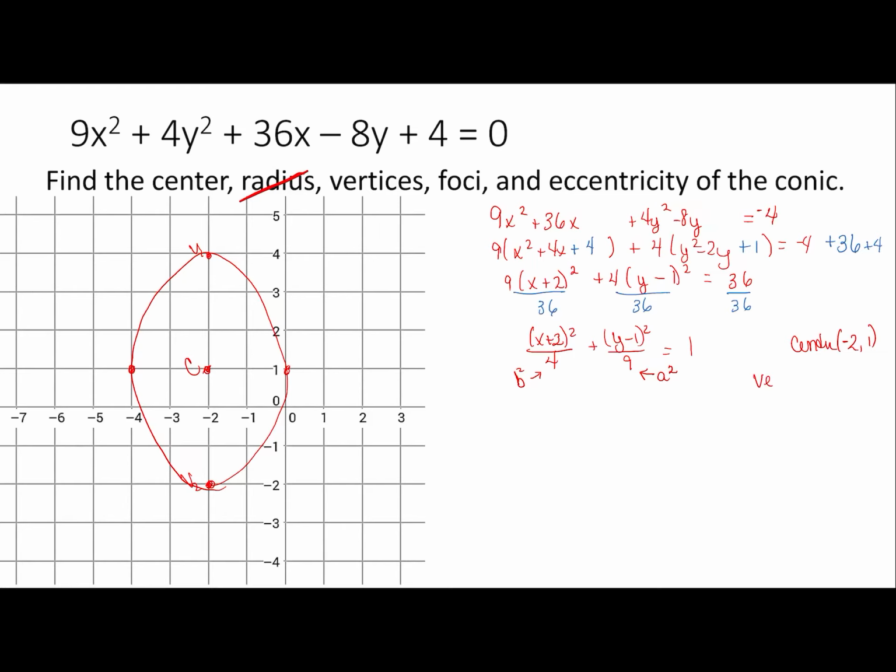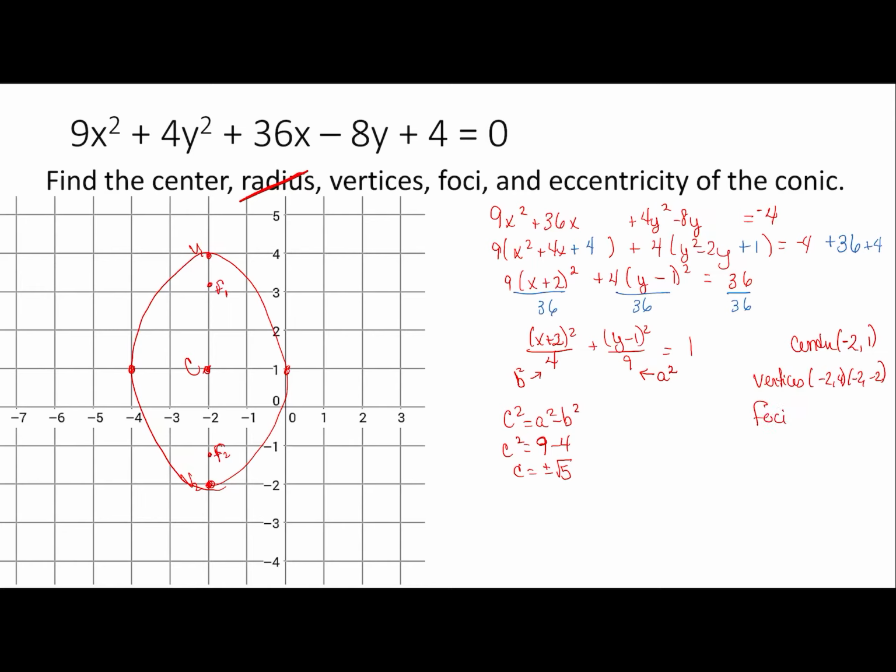Our center is given, our vertices are -2, 4, and -2, -2. And then our foci are found by taking a squared minus b squared, 9 minus 4. So c will be the square root of 5, and then the negative square root of 5. And the square root of 5 is a little bit more than 2, so we can plot those two foci, F sub 2 and F sub 1.